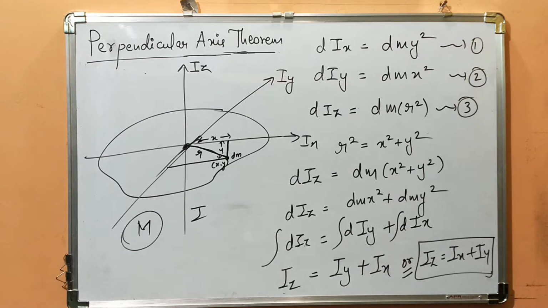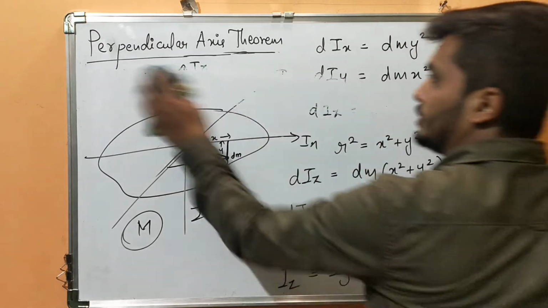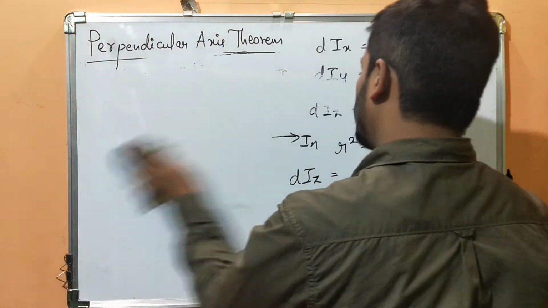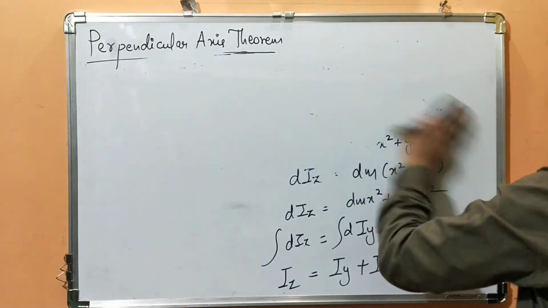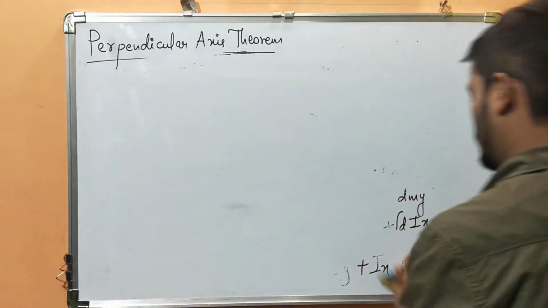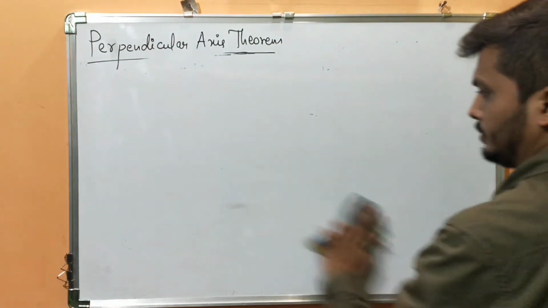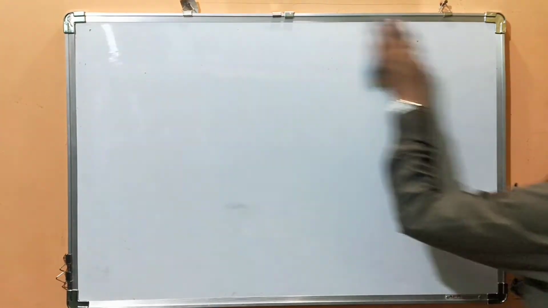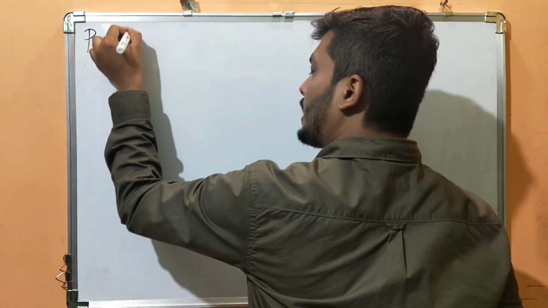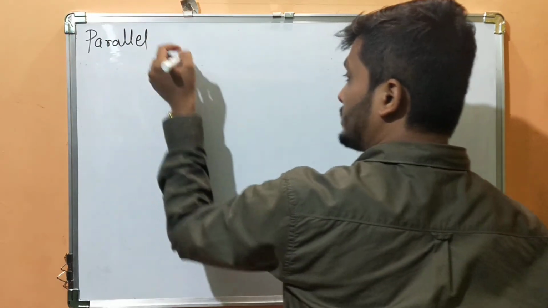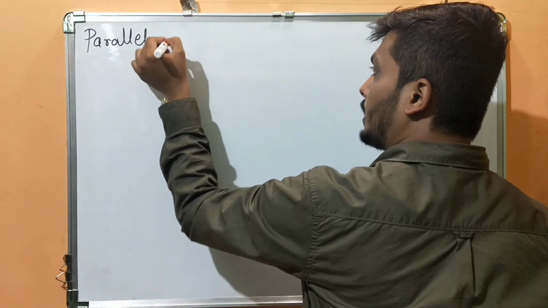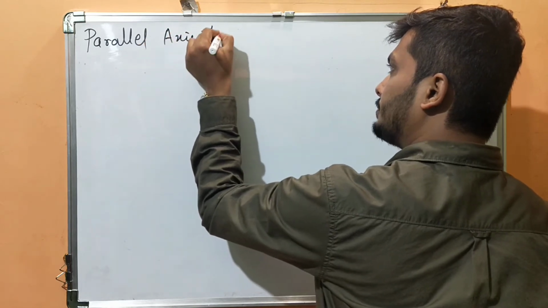Okay, copy it down. So next we are going to study the parallel axis theorem. Copy it soon so that we can study the parallel axis theorem. Again the name itself suggests it: parallel axis theorem. Parallel, all of you know, means two lines traveling in the same direction.